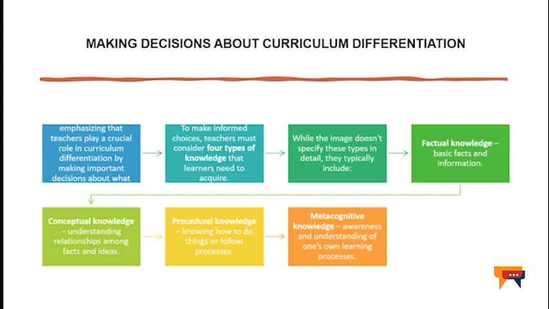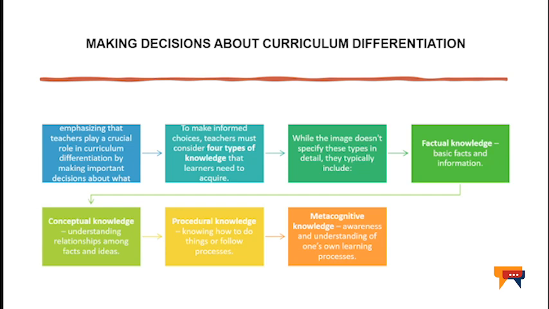It emphasizes that teachers play a crucial role in curriculum differentiation by making important decisions about what is to be taught. And to make informed choices, teachers must consider 4 types of knowledge that learners need to acquire. While the image doesn't specify these types in detail, they typically include factual knowledge, where basic facts and information are of great importance.